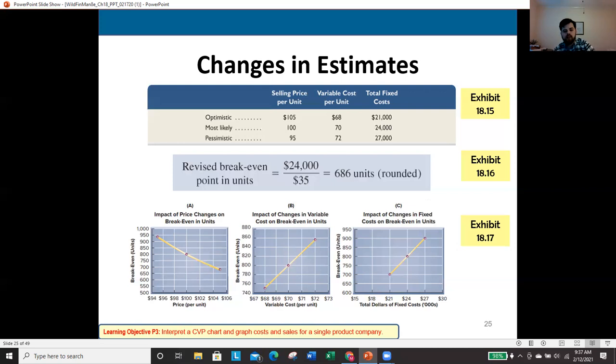Well, in that case, I can calculate revised break even by taking my $24,000 in fixed costs, dividing by my contribution margin per unit. That selling price of 105 minus my variable cost of 70. That gives me a contribution margin per unit of $35, and 24,000 over 35 is about 686. So these charts down here at the bottom just show us what is actually happening over time. So let's look here. If I zoom in, it'll let me.